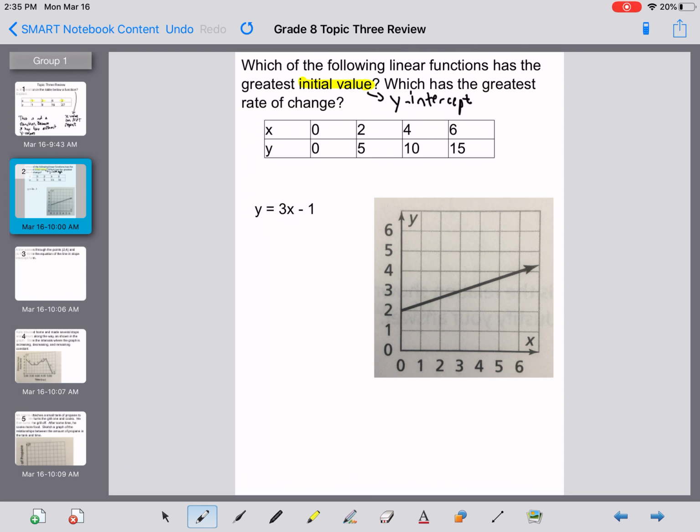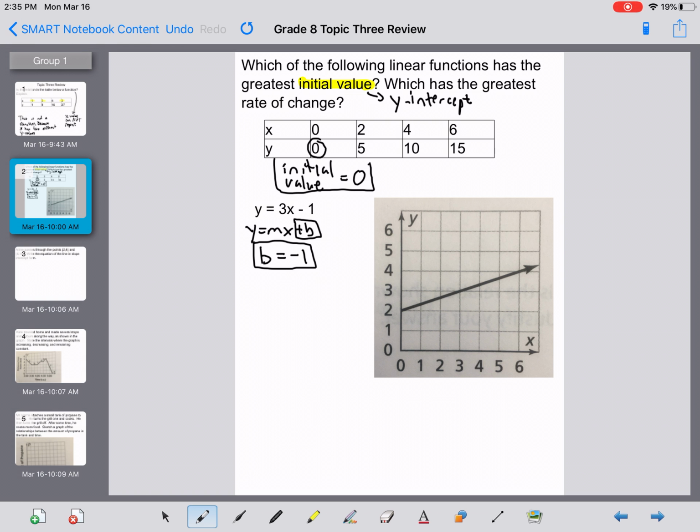When I look at my equation, it is in the form y equals mx plus b. My b value is my y-intercept. That's my initial value. So in this case, my b value is -1. So I have my initial value for my table of 0. My initial value for my equation is -1.